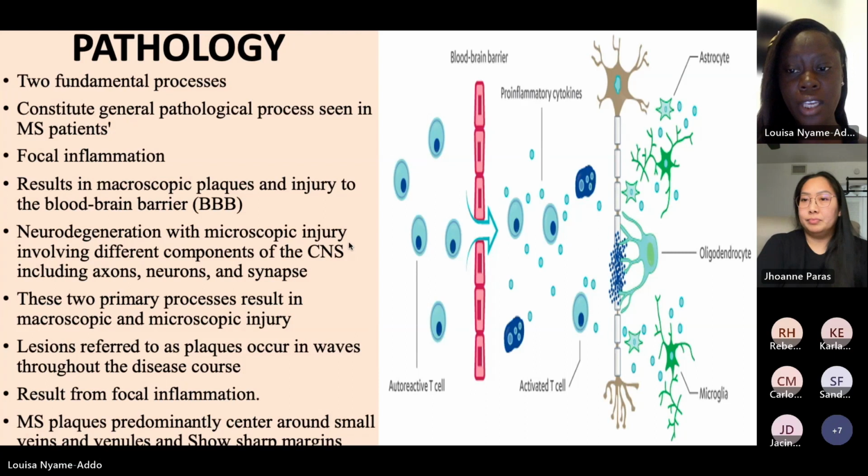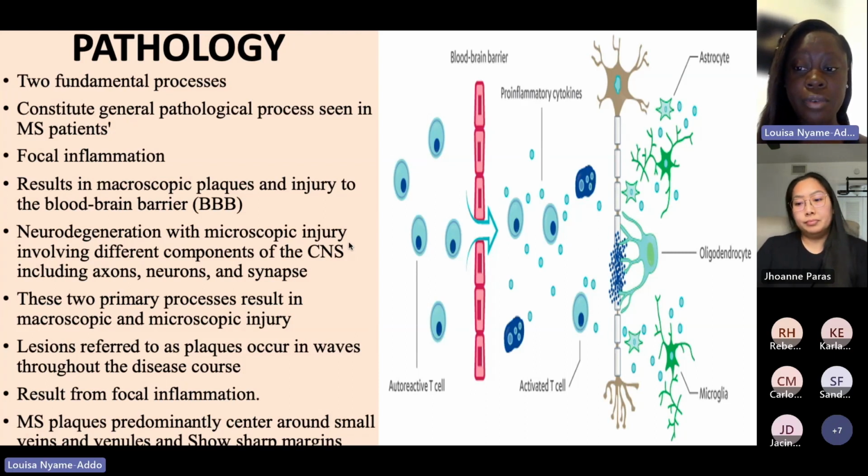as Jhoanne said. The lesions are referred to as plaques, and they will occur in waves throughout the disease course, and I will show you a picture of that later on. The MS plaques predominantly center around small veins and venules and show sharp margins. Myelin loss, edema, and axonal injury are the chief components of plaque pathology. The blood-brain barrier disruption during active plaque inflammation corresponds to enhancement seen on MRI, which I will show a picture of later on. Over time, the inflammatory process subsides, resulting in astrocytic scars.